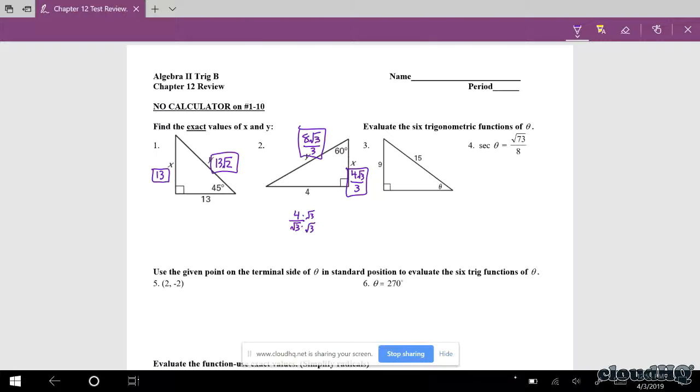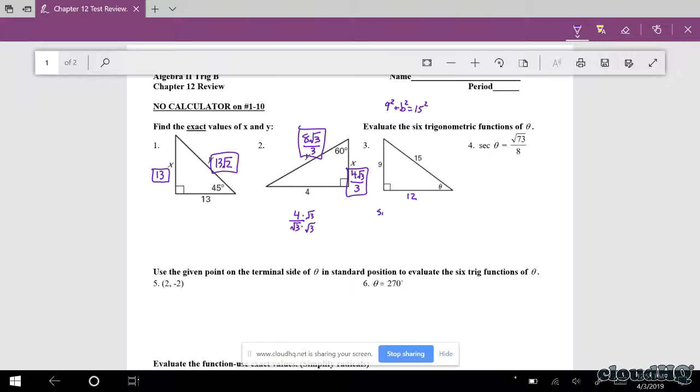Number 3, we'd first want to find the third side. You could use the Pythagorean theorem, or if you realize this is a Pythagorean triple, 3, 4, 5, but they're all tripled, so we get 12 here. Could have done 9 squared plus b squared equals 15 squared, if you weren't sure, to get 12. Now I can do all of my ratios. Sine, opposite over hypotenuse, 9 over 15. Oh, that simplifies to 3/5.